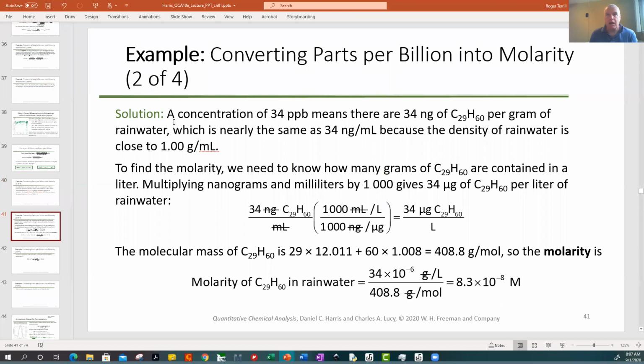So let's see how they do this. 34 parts per billion is 34 nanograms per gram, right? Nano is 10 to the minus 9, and a gram is 1. So nanograms per gram. And there's a little disjoint here when you go from grams to milliliters, because 1 gram is 1 milliliter. Liters, it's kind of unfortunate that unit got used because the kilogram is really the basis mass in SI units. And a kilogram and a liter are the same. So nanograms per gram or nanograms per mil are the same. And so to find the molarity, first we calculate how many grams are contained in a liter. So 34 nanograms per mil.